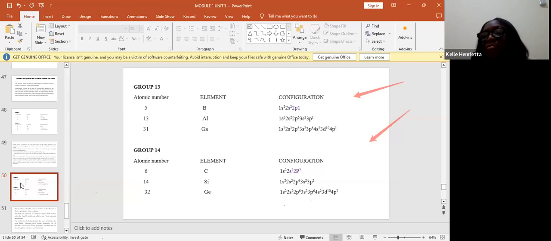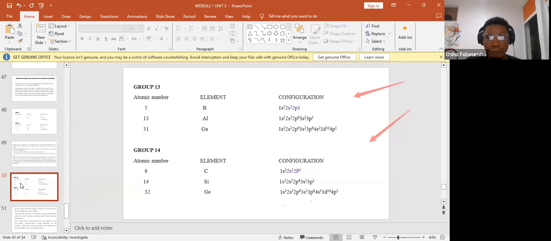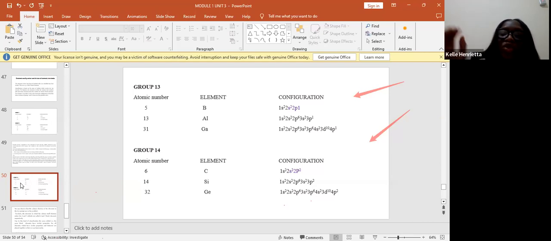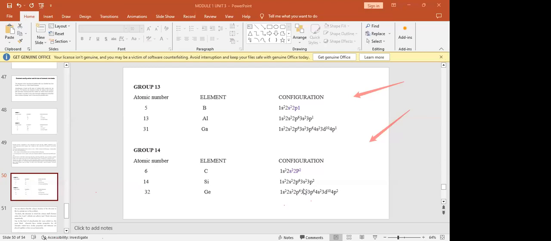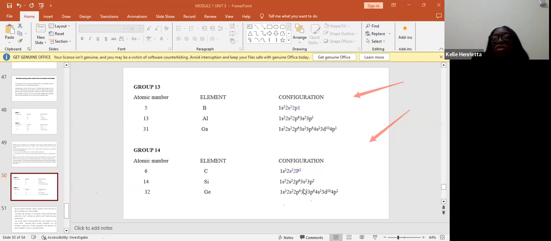The p orbital should be 6 maximum. This particular group 13, they have 1 each. So they are short of 5. They cannot be stable. The same thing with group 14, they are short of 4. So for all of these elements in the periodic table, once their outermost orbital is not filled up with the number of electrons it requires, it can't be stable. So it will continue reacting, either by losing or gaining electrons, ionic bonds, or sharing electrons with other atoms, covalent bonds, to become stable.